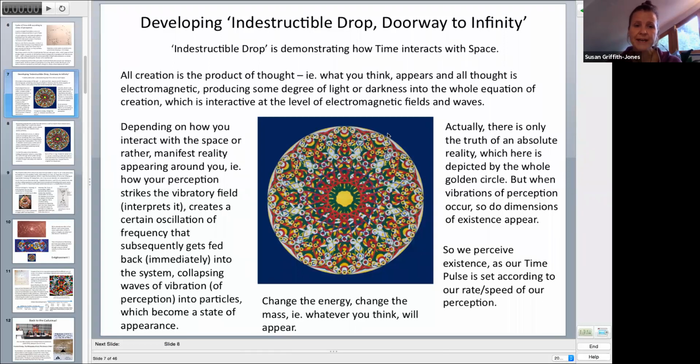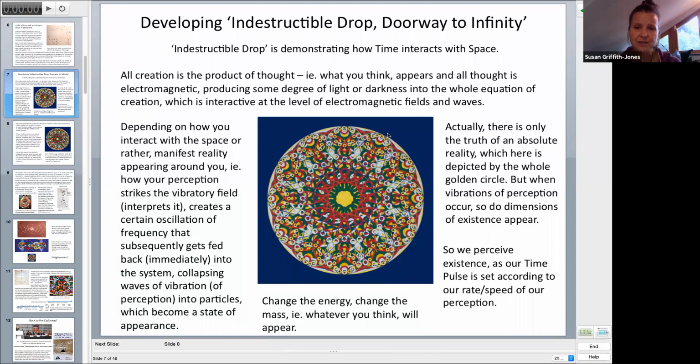And as all creation is the product of thought, what you think appears, and all thought is electromagnetic, producing some degree of light or darkness into the whole equation of creation, which is interactive at the level of electromagnetic fields and waves. And this is the bottom line of everything. As we think, so appears.